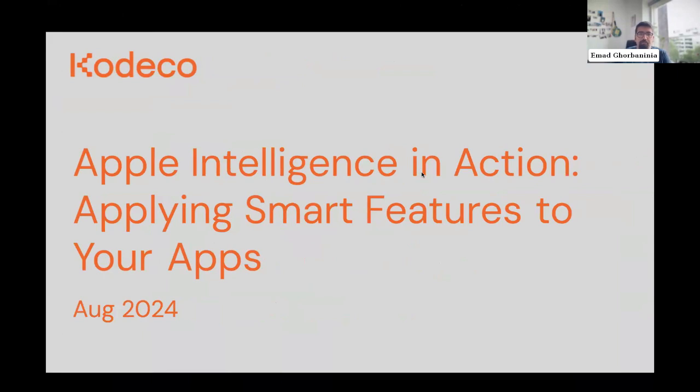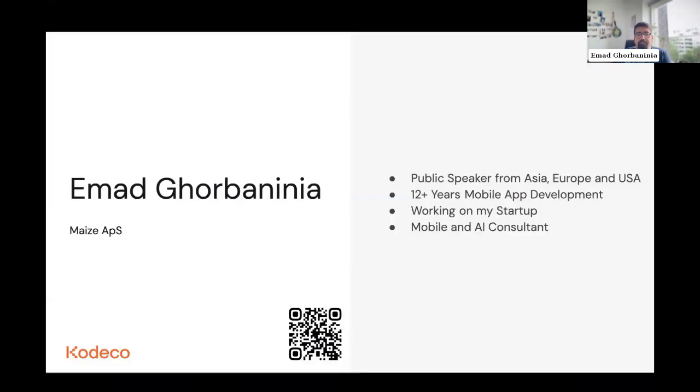Perfect. So today we're going to talk about Apple Intelligence in action, applying some of the smart features from Apple Intelligence to your app. But before that, I'll give you some overall view of who I am. My name is Emad, and I'm living in Denmark. I have a company called Maze, and I've been working with Kodeco for the past 4 or 5 years, doing mobile development for more than 12 years. And right now I'm working on my startup and giving some consultancy to different companies regarding mobile and AI.